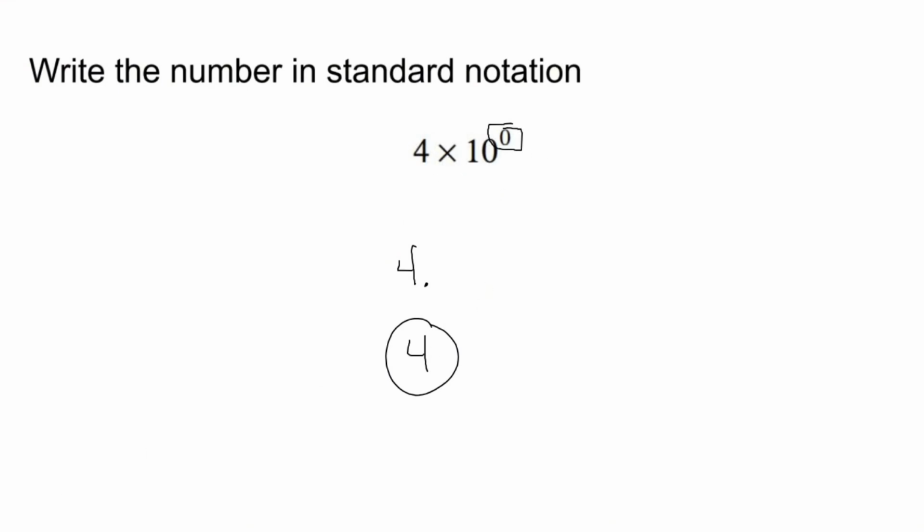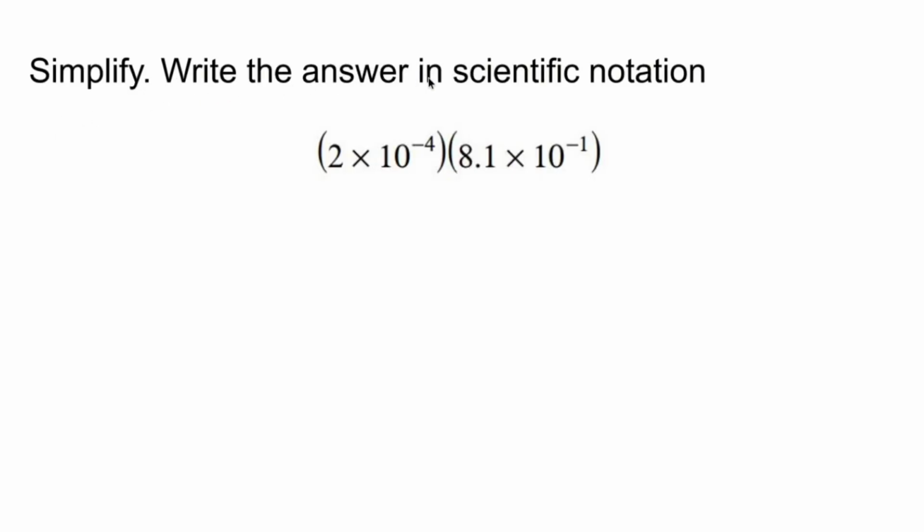Easy peasy. Simplify. Write the answer in scientific notation. All right, well, we have 2 times 10 to the negative 4th times 8.1 times 10 to the negative 1. Now notice the way I said it. I said 2 times 10 to the negative 4th times 8.1 times 10 to the negative 1. I don't want to use the x. I want to be consistent with my dots, like so. This is the same exact thing. You're just multiplying straight across. So the parentheses here are just grouping things.